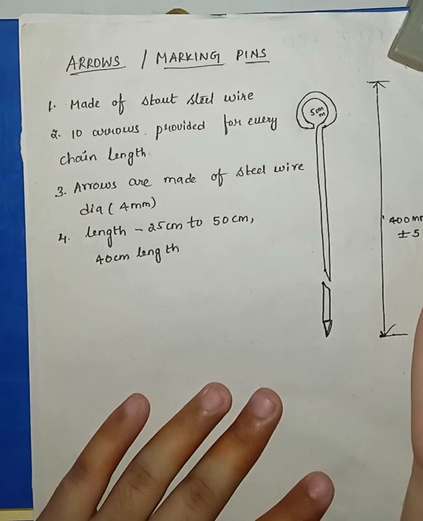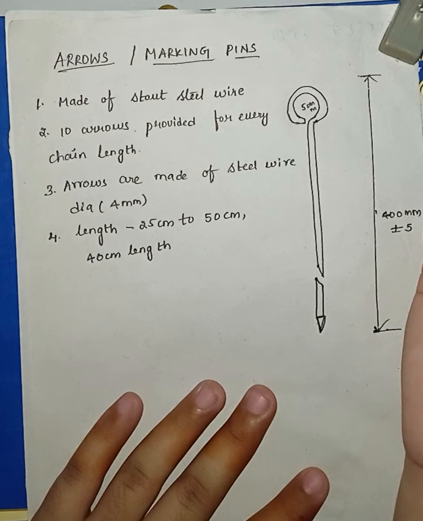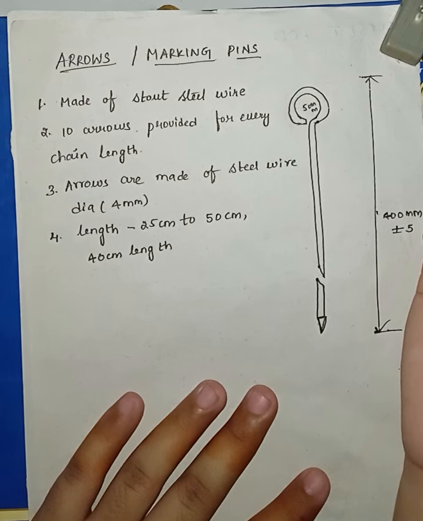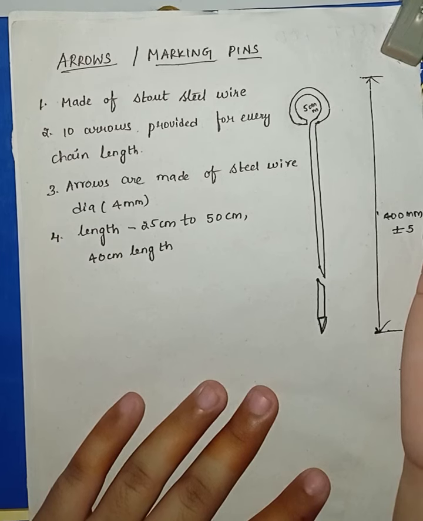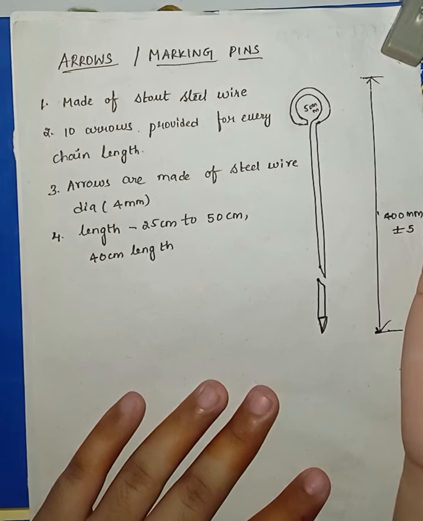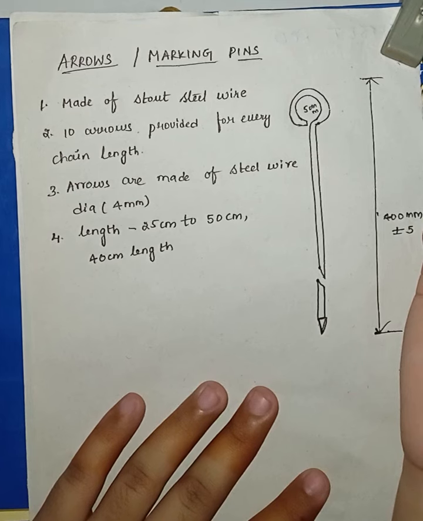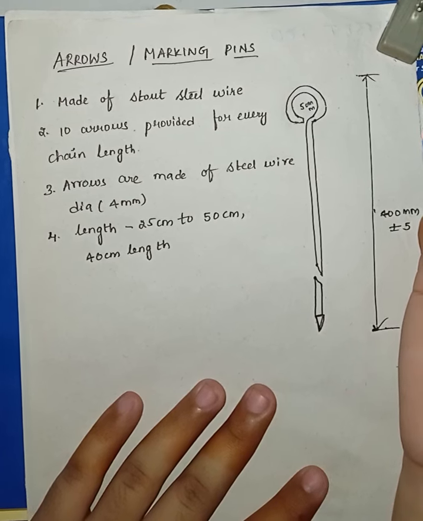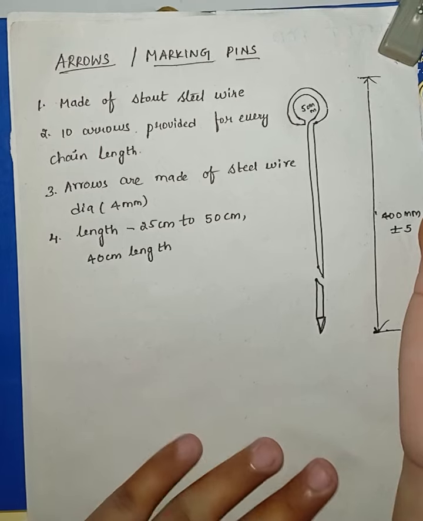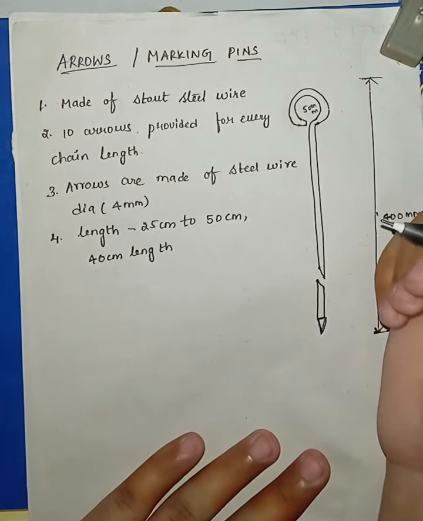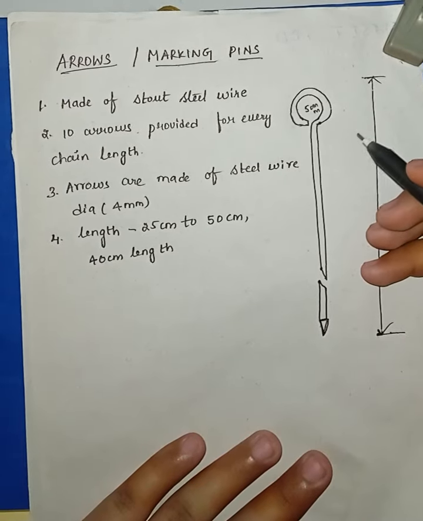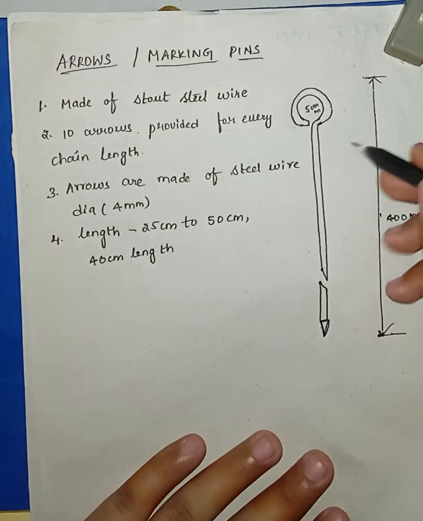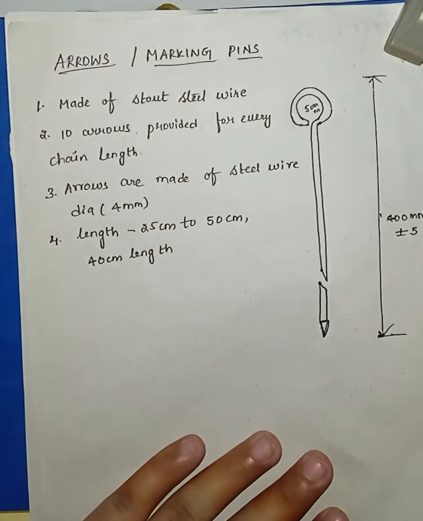Once again, arrows or marking pins are made of taut steel wire and generally 10 arrows are supplied with a chain. An arrow is inserted into the ground after every chain length measured on the ground. The arrows are made of good quality hardened and tempered steel wire, 4 mm in diameter, and are black enameled. The length of the arrow may vary from 25 cm to 50 cm, the most common length being 40 cm. One end of the arrow is sharp and the other end is bent into a loop or circle for facility of carrying, as shown in the figure. So this is a 40 cm long arrow.